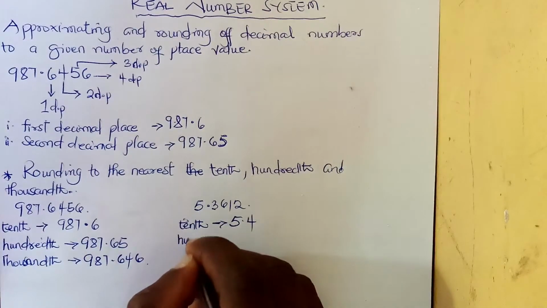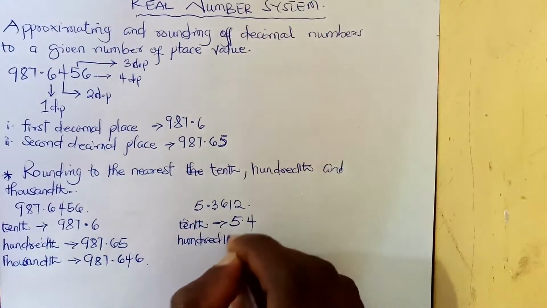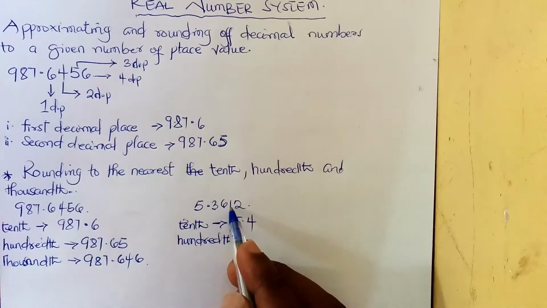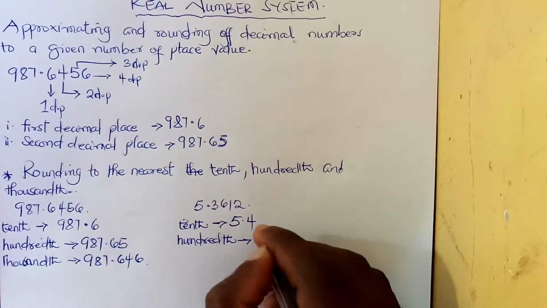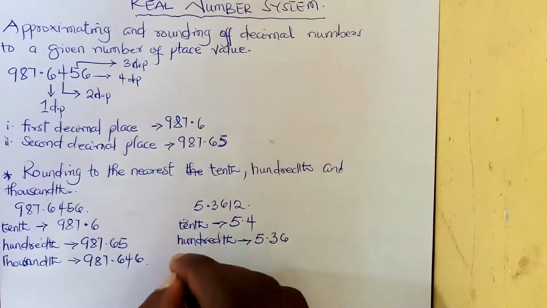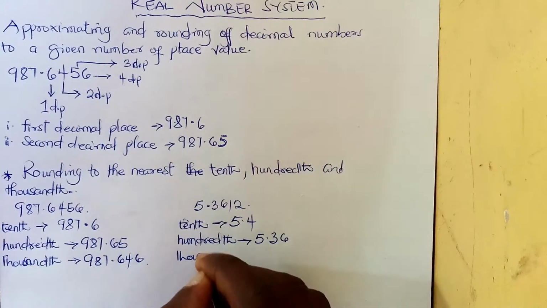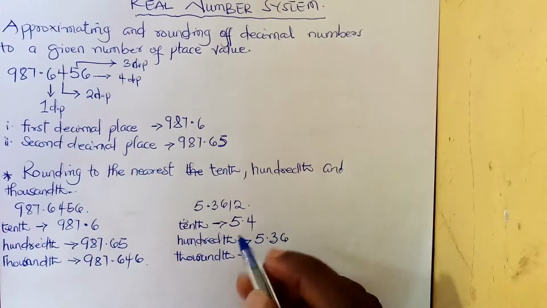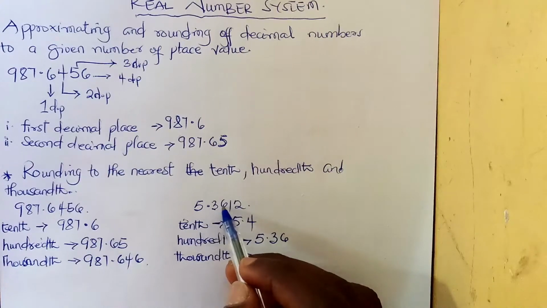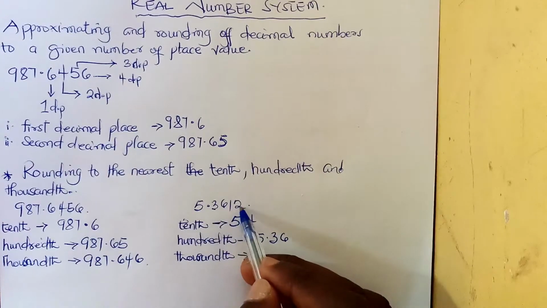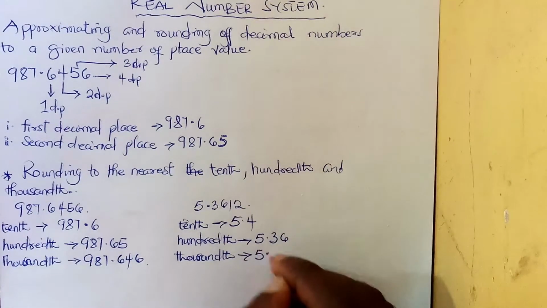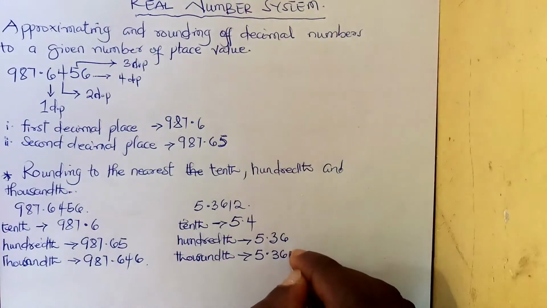To the 100th, the number immediately after is less than 5, hence we maintain it. So 5.36. Then 1,000th. The number immediately after is less than 5, so we maintain it. So 5.361.